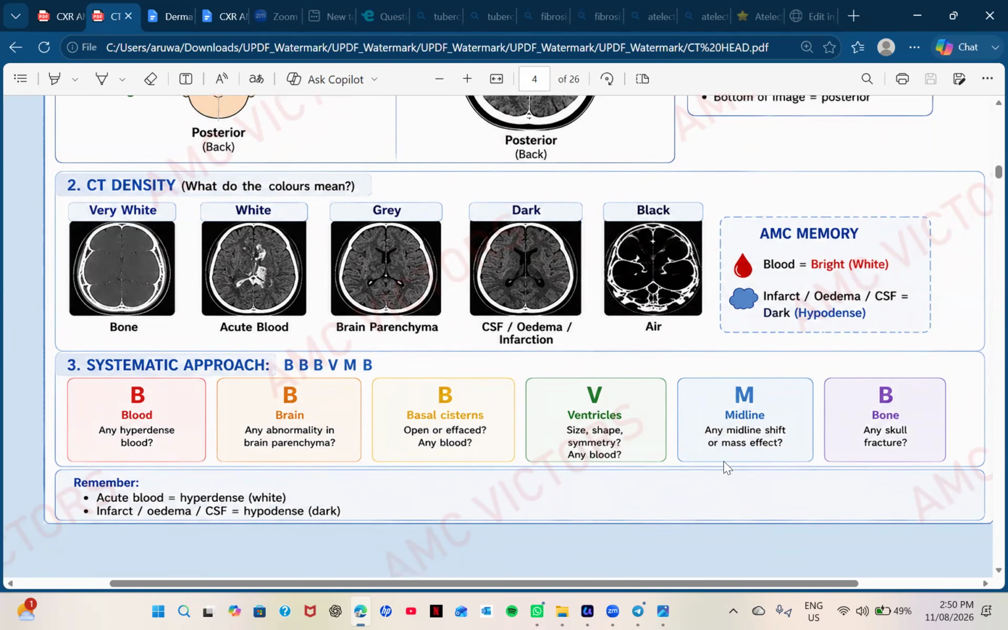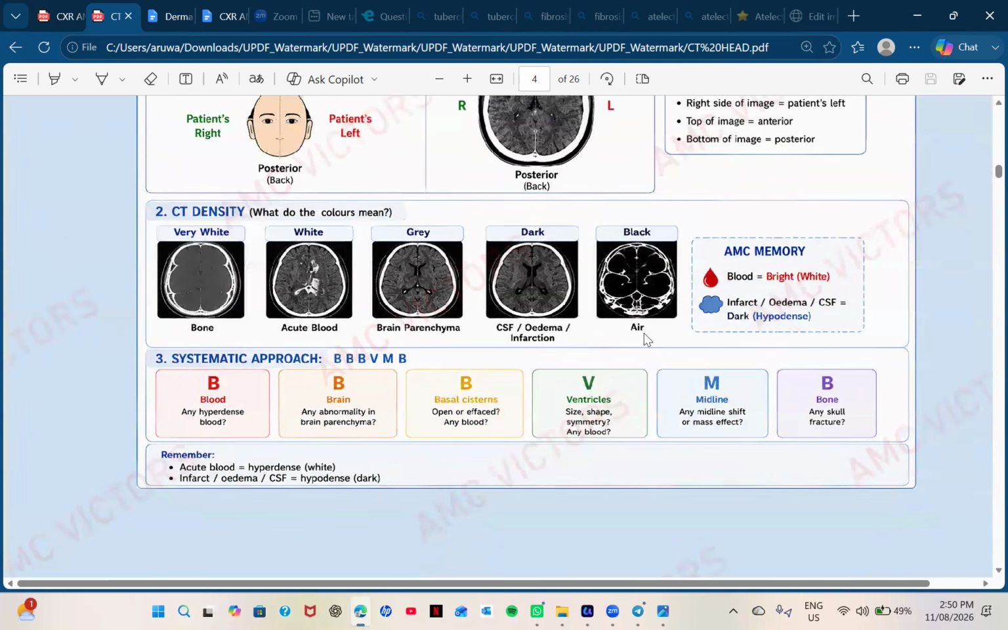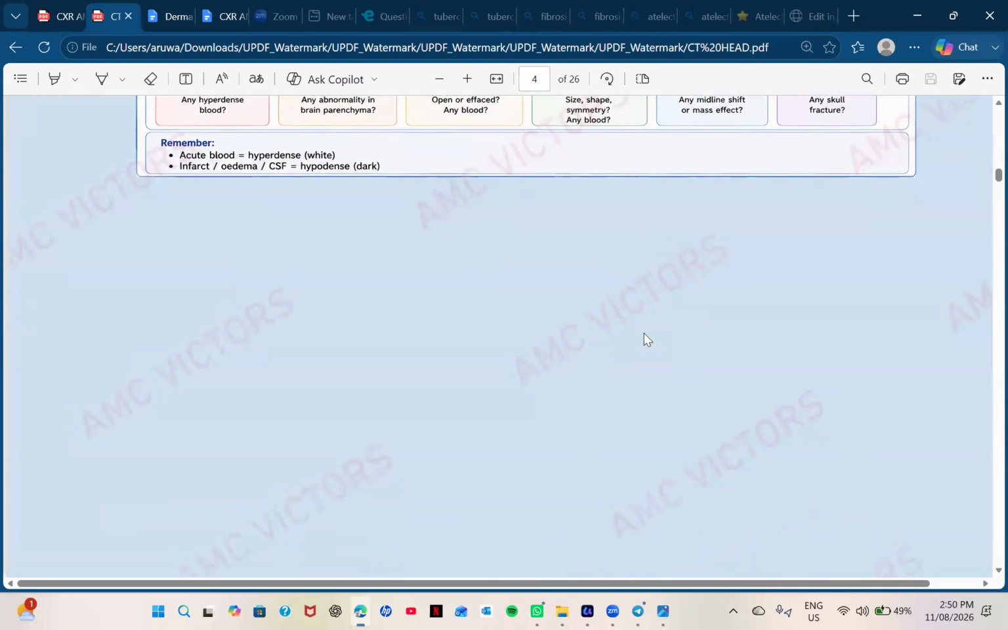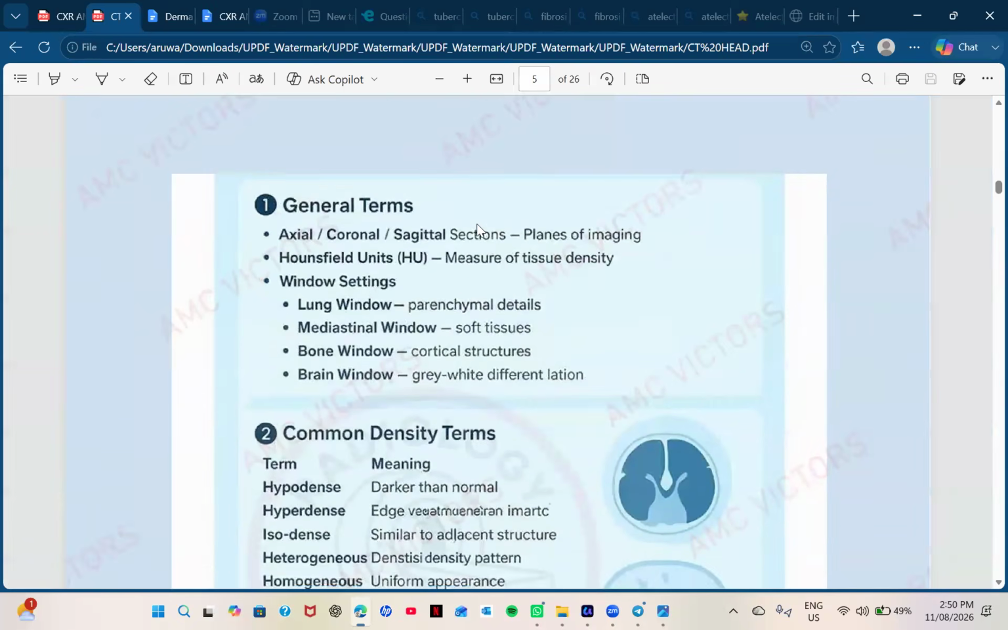Then you have to check the midline, that means whether any midline shift or mass effect is present or not. I will explain what mass effect is. Then finally check the other B, the bone: any skull fractures present or not. So we go through BBVMB. You don't need to remember everything, but this is the way you should try to understand.